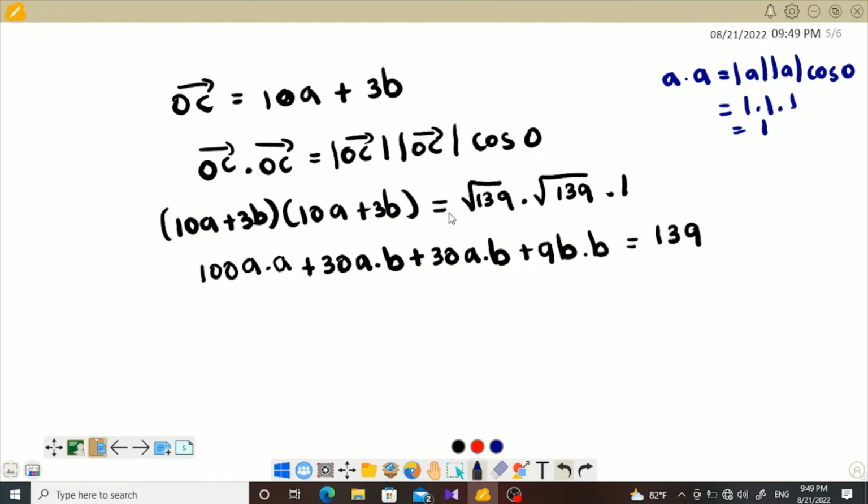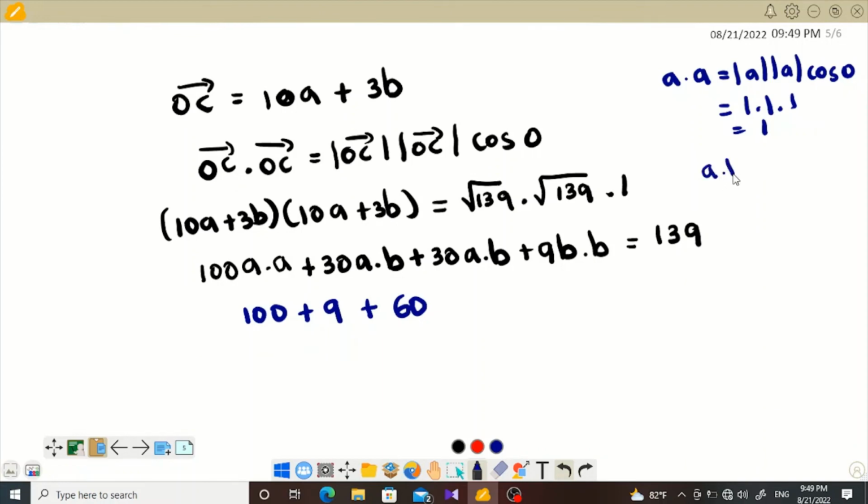So here I get 100, a dot a is 1, no problem, and I write this next to the 100. 9 times 1 means 9, right? Then 30 a dot b and 30 a dot b means 60 a dot b. I write 60, and I'm going to apply the dot product to a dot b. That is also a dot product.